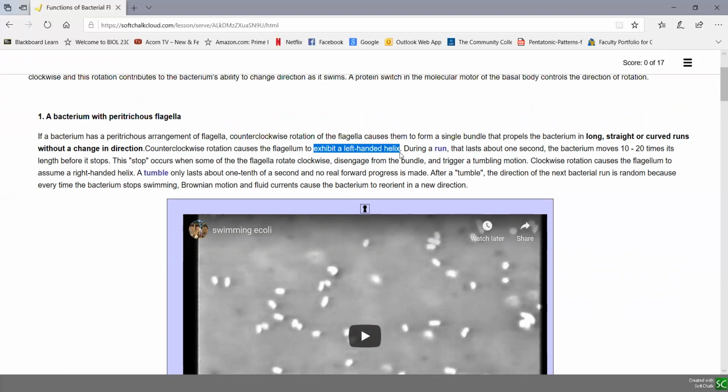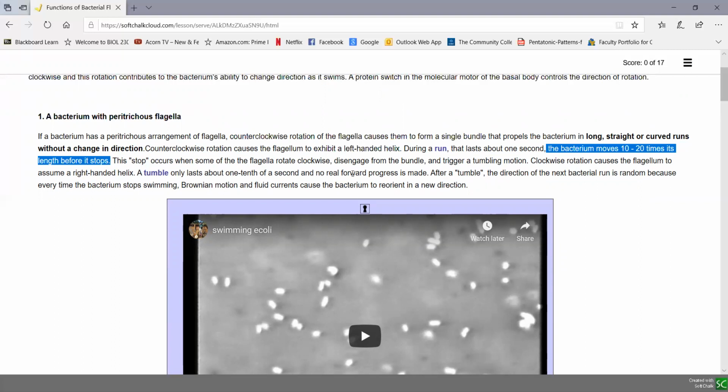So during a run where we have long, straight motility, a typical run lasts about 1 second before the bacterium eventually stops. But during that 1 second, the bacterium can move 10 to 20 times its length before it stops. So it can move a great distance in a very short period of time on its molecular scale.